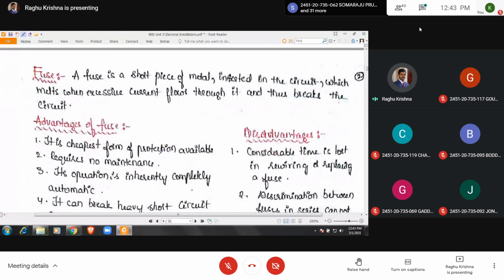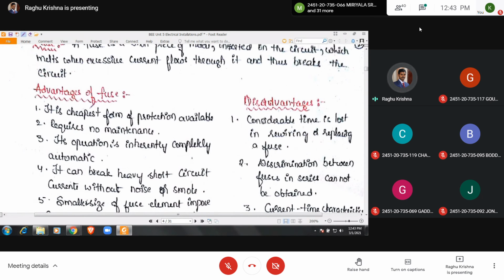Here, let us see the advantages and disadvantages of the fuse. Okay, you know that the fuse is a short piece of metal inserted in the circuit which melts when excessive current flows through it and thus breaks the circuit. Now, advantages of the fuse. It is the cheapest form of protection available.